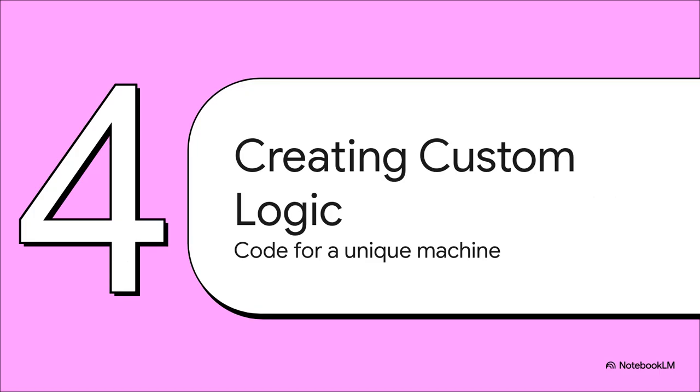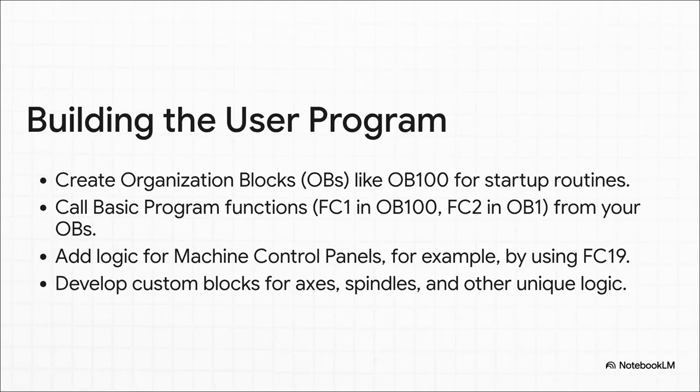All right, foundation's poured, utilities are in, now comes the really creative part. This is where we get to build the custom logic that makes our machine special. It's time to create the user program. So how do we actually do this? Well, we start by creating our own organization blocks, or OBs. These are like the main chapters of our program.